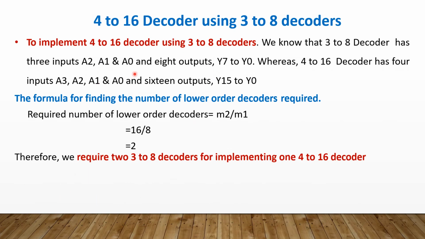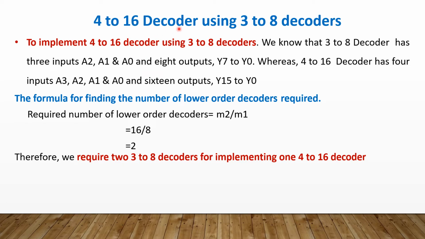Next comes the 4 to 16 line decoder using 3 to 8 line decoders. As we discussed in the demultiplexer, any larger demultiplexer or multiplexer can be designed using smaller multiplexer and demultiplexer circuits. Here also the same concept can be followed for the construction of a larger decoder using a smaller decoder circuit. For example, the 4 to 16 line decoder can be designed using 3 to 8 line decoders. So how do we implement this 4 to 16 line decoder? Let us discuss this one.